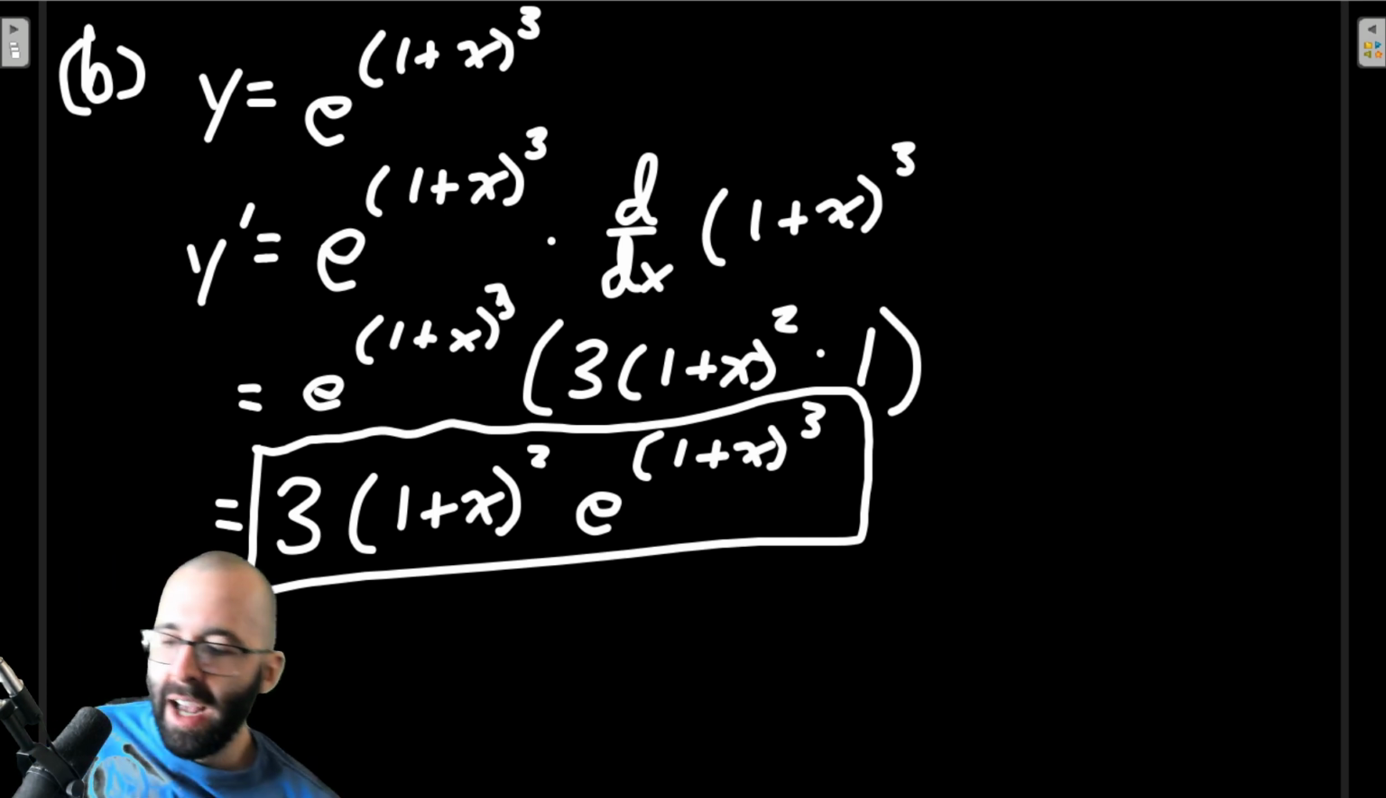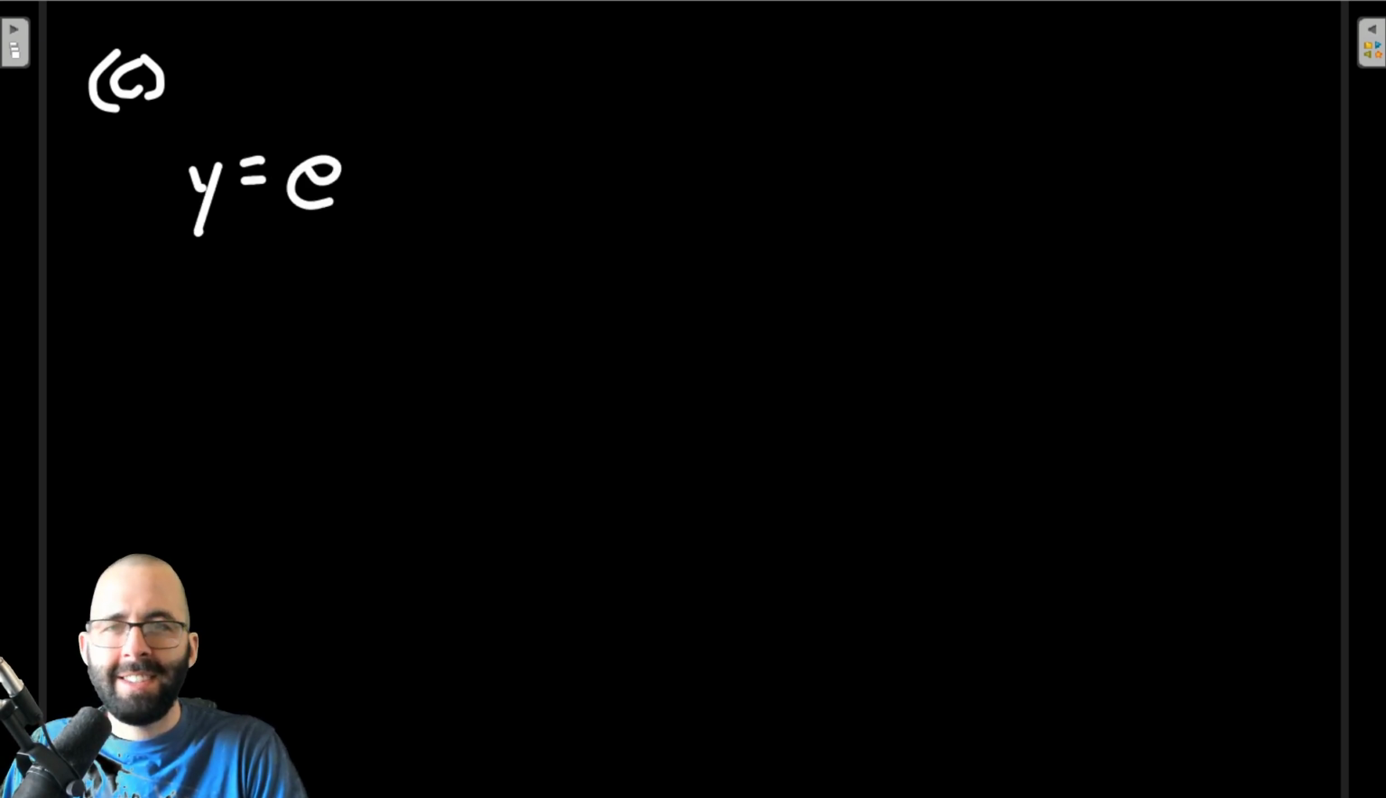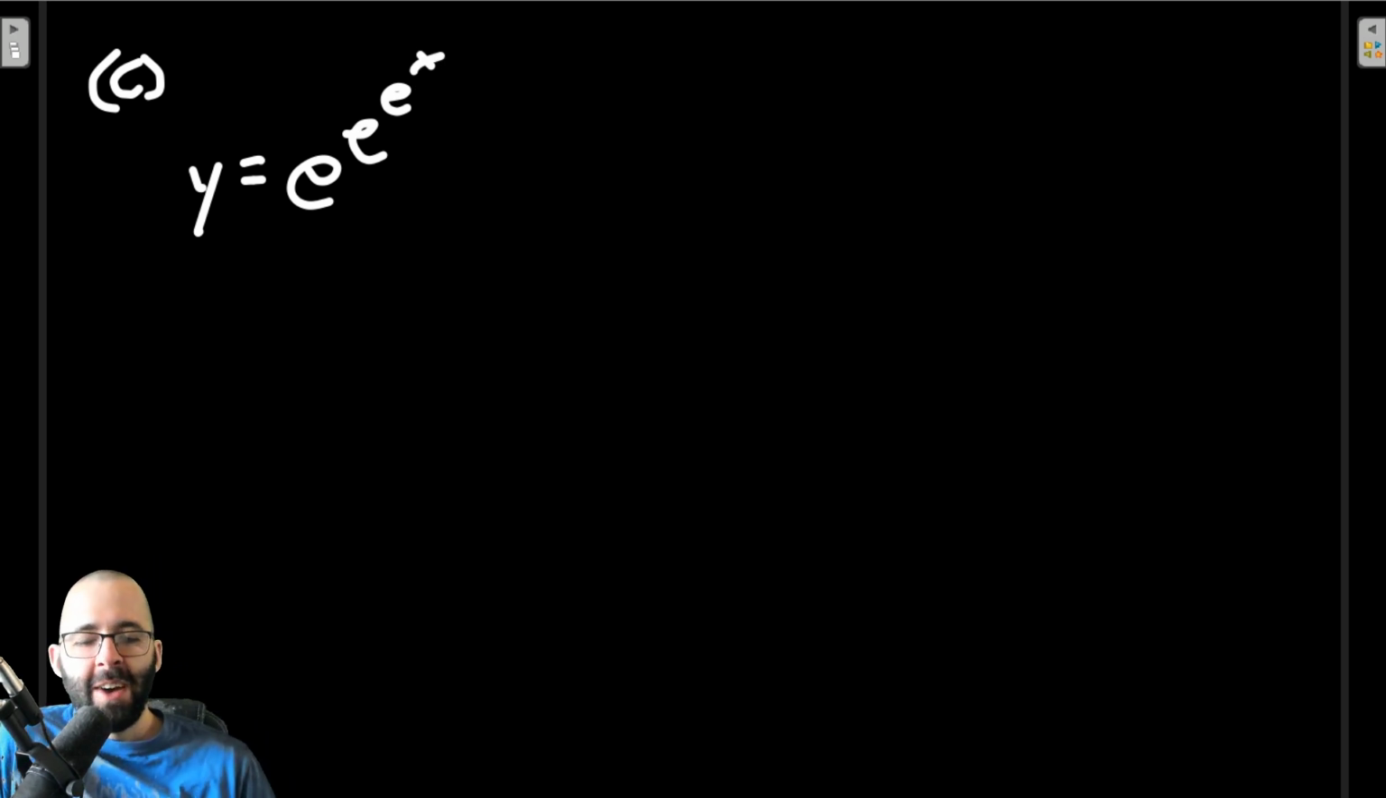Now let's really do some wacky problems. Part C, I love this one. Y is going to be e raised to the e. That's kind of weird. Raised to the e. We got a 3-story building over here, 4-story building, depending on how you want to count. What about e raised to the e, raised to the e to the x?